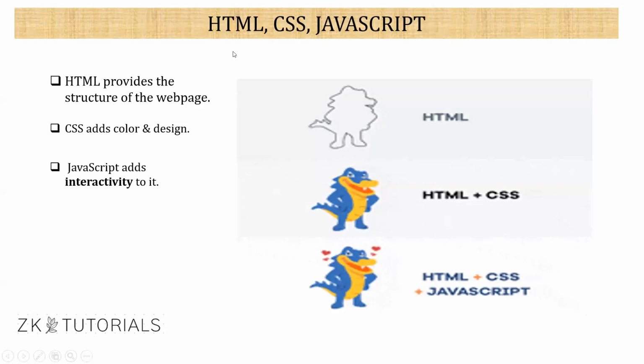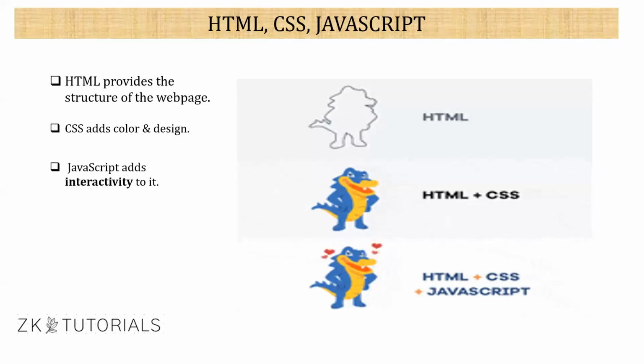In the first picture, you can see HTML. Basically, HTML provides the structure of the web page. In the first picture it's a dragon, and what you can see is just the structure of the dragon, nothing else. In the second picture, you can see HTML plus CSS, which means CSS adds color and design to the HTML structure.